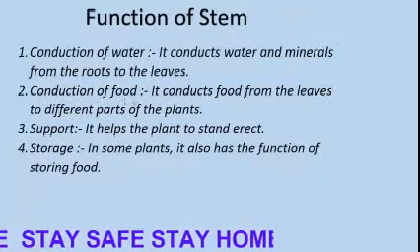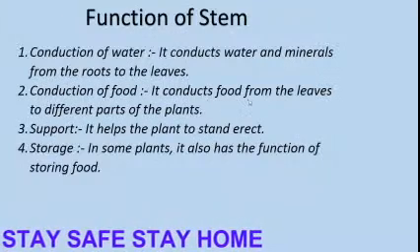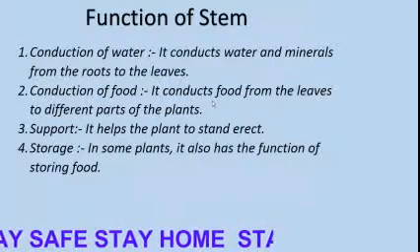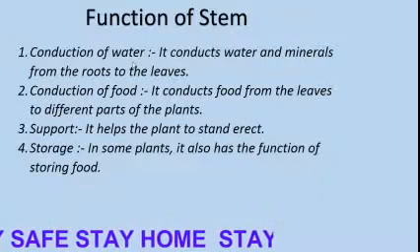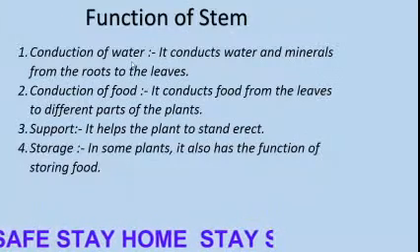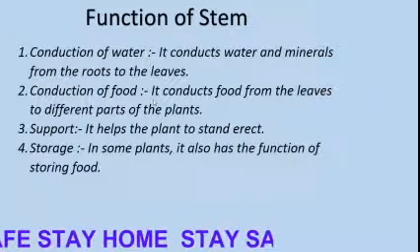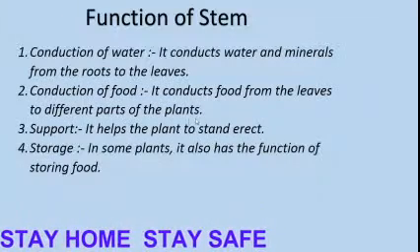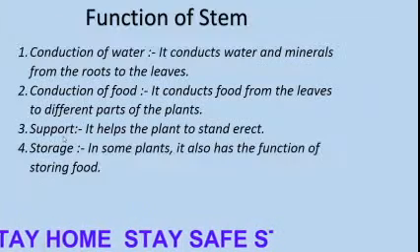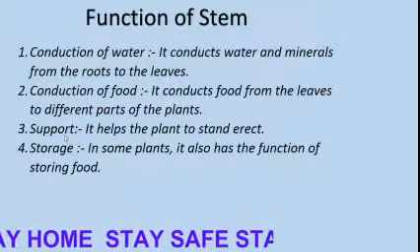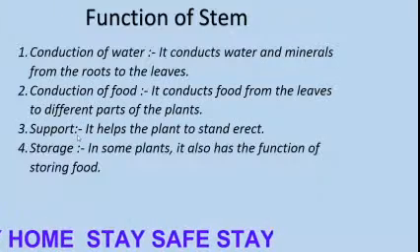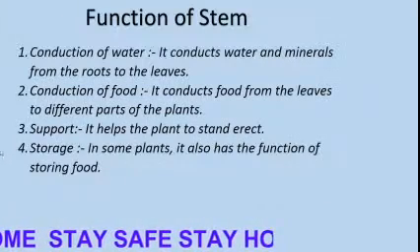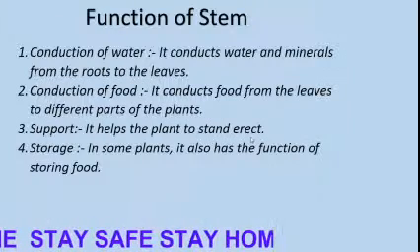Next one, conduction of food. It conducts food from the leaves to the different parts of the plant. See how it plays its role. First, conduction of water, taking from the roots and giving to the leaves. Now conduction of food, from the leaves to different parts of the plant. Next one is support. Imagine if there is no stem, can a plant stand? No. So support helps the plant to stand erect.